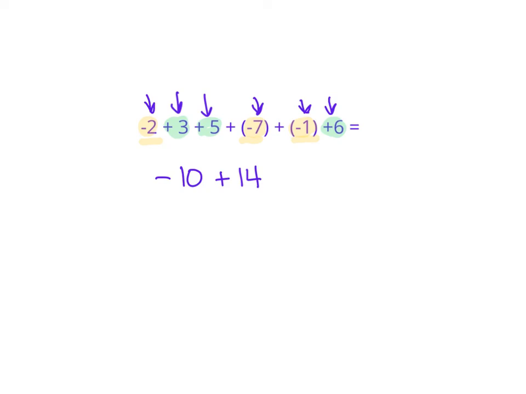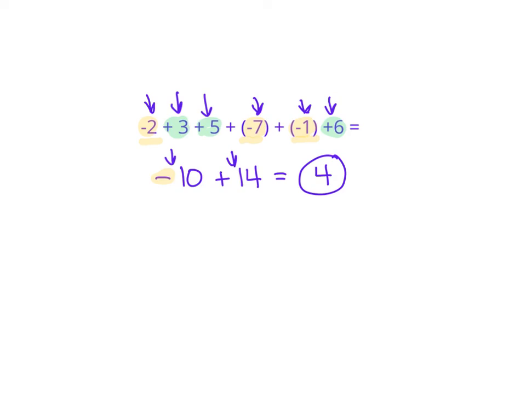I have my 2 different signs. I have 10 negatives and 14 positives. So I'm going to do 14 minus 10, and I get 4. I look and I see I have 10 negatives, 14 positives. There are more positives, so my answer is positive 4.